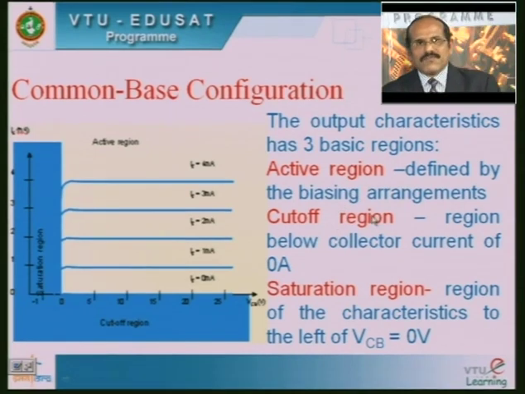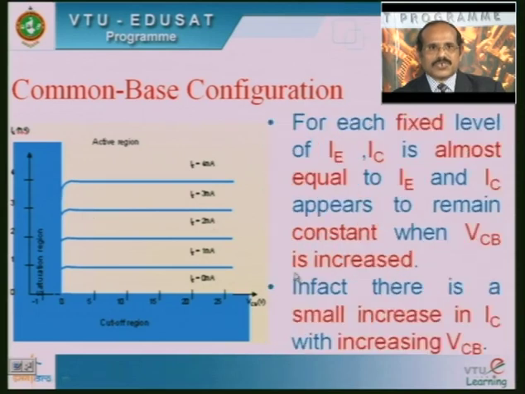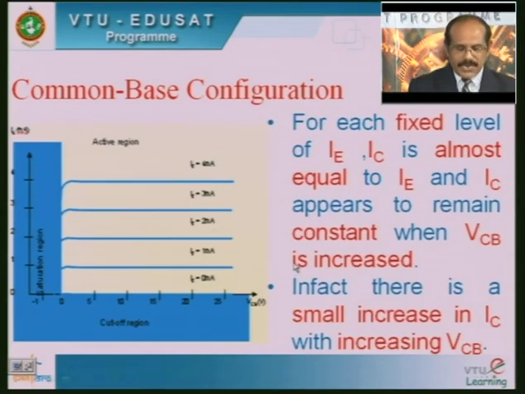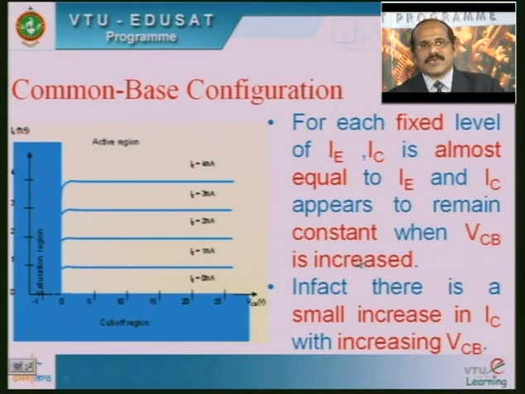Whereas in the case of cutoff, the region you can see here in blue, below the collector current IC of 0 ampere, is nothing but the cutoff region. And the region to the left of VCB equal to 0 we call the saturation region. Once again, for each fixed level of IE, IC is almost equal to IE. That means IC appears to remain constant when VCB increases. That means the output current is independent of the output voltage, that is, the reverse bias applied across the collector base junction.